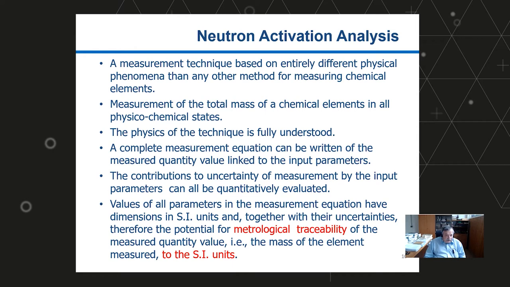Now coming back to some specific issues. As I said, neutron activation analysis is primarily an analytical technique, but the difference from other, conventional methods is that it is based on different physical phenomena than other methods, which are usually based on determining mass or volume or properties of electrons. This one is based on the properties of the nucleus. What we do is measure the total mass of chemical elements that are present in all the physicochemical states. So we cannot do speciation analysis.